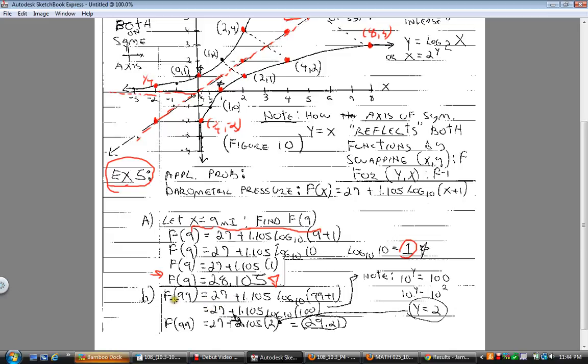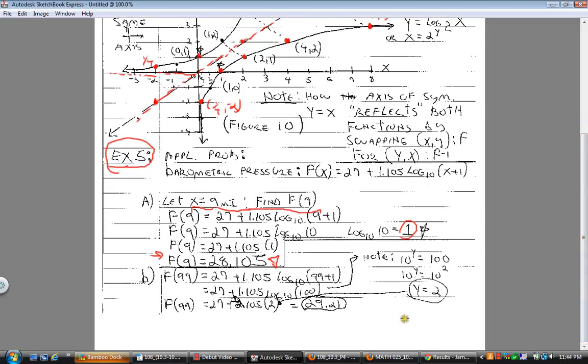They say, what's the barometric pressure if you're at 99 miles? Plug in 99 plus 1, you get log base 10 of 100. Another way to approach this problem is a little shortcut you might see here. You see log base 10 of 100. What I like to do sometimes is say, 10 raised to the what, and remember that's what log base 10 of 100 is. What is that exponent?